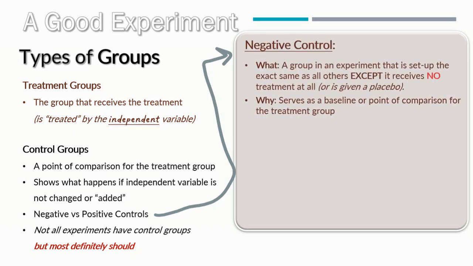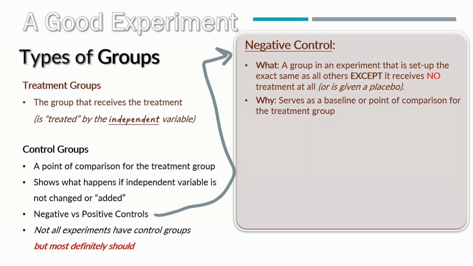Starting with our negative control groups. Negative control groups are basically a group in an experiment that is set up the exact same as all other groups, right? So it's set up the same as your treatment group, except it receives no treatment. So the only difference between your negative control group and your treatment group is that your treatment group receives the treatment that you're testing, and the negative control group does not receive the treatment. It either doesn't receive anything, or it receives what we call a placebo. The purpose of a negative control is to serve as a baseline or a point of comparison for your treatment group. That's the negative control.